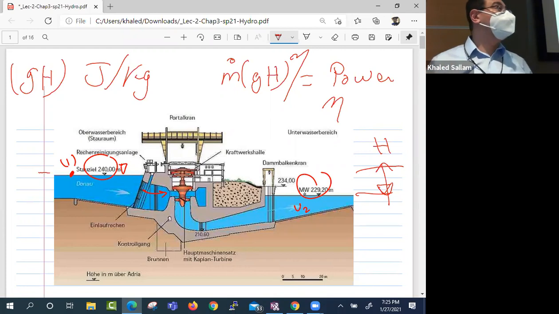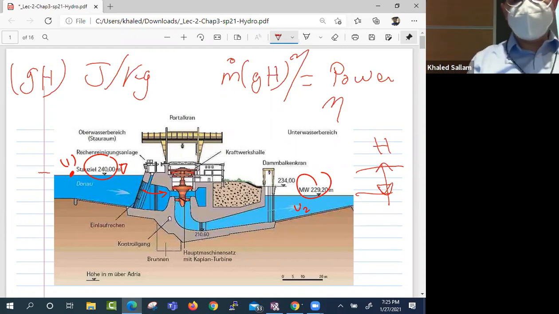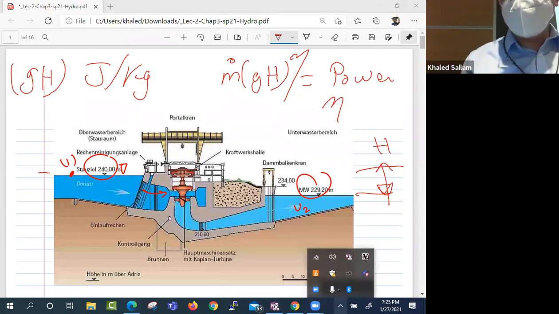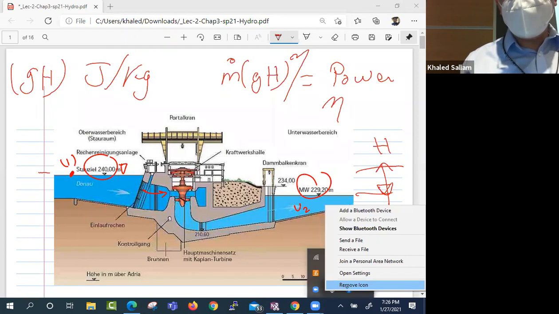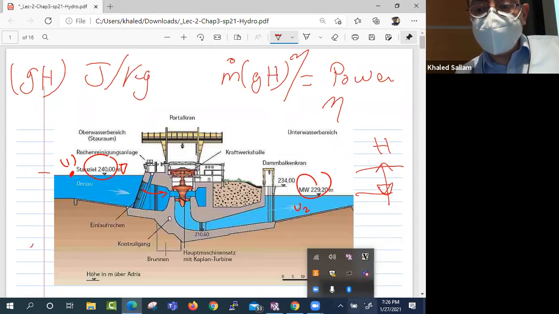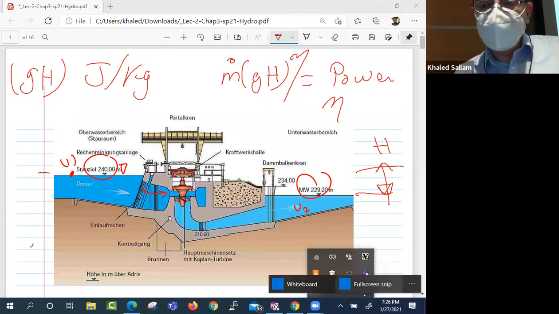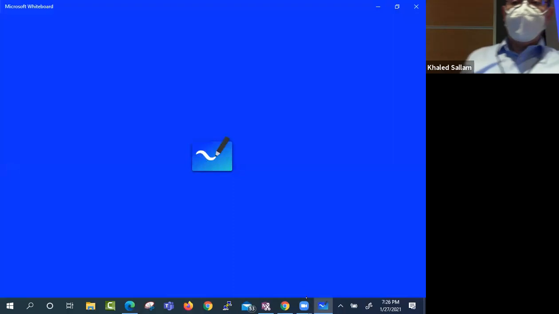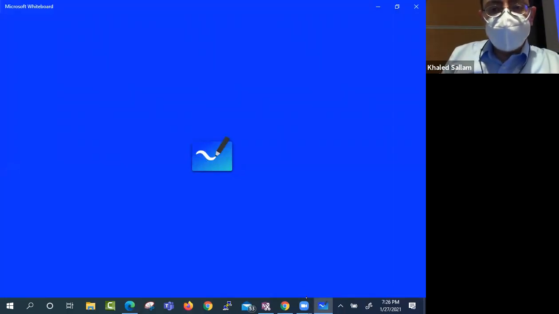in the case of a wind turbine, what is our source of energy? Kinetic energy, right? So kinetic energy in the case of the wind, right? So let me get my doodling page.